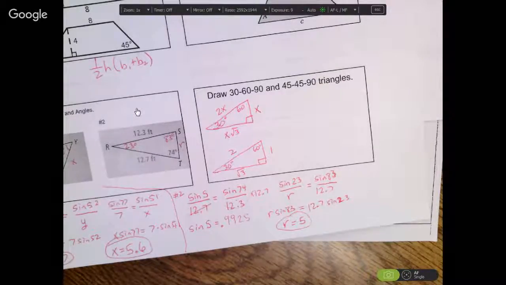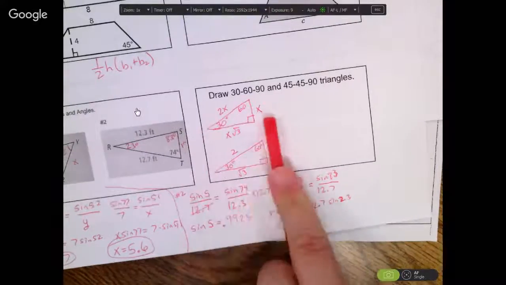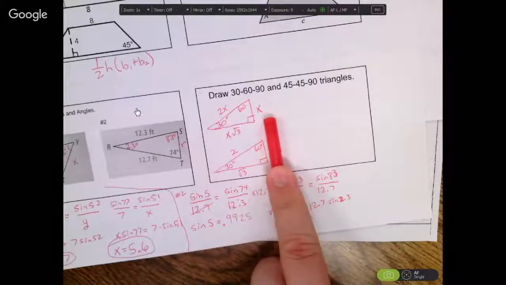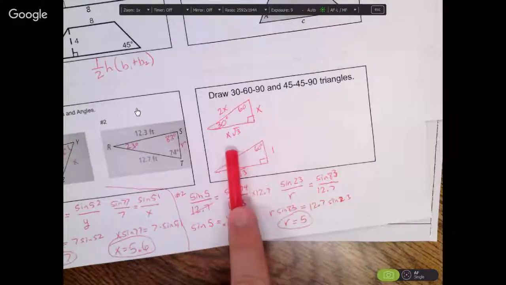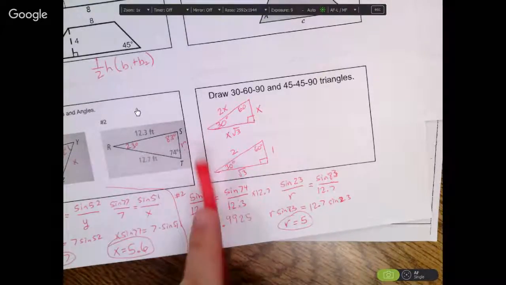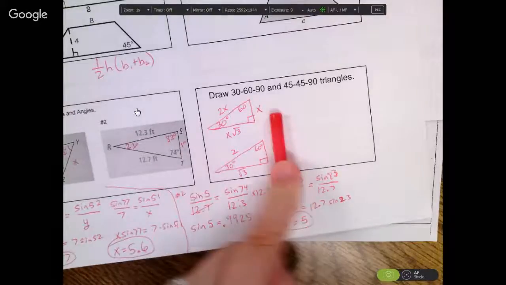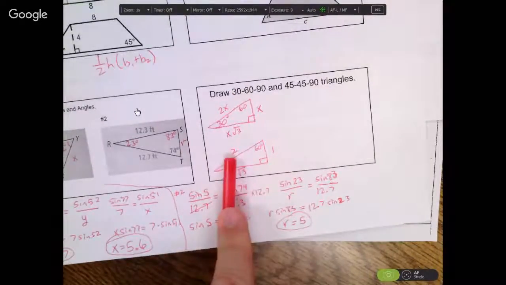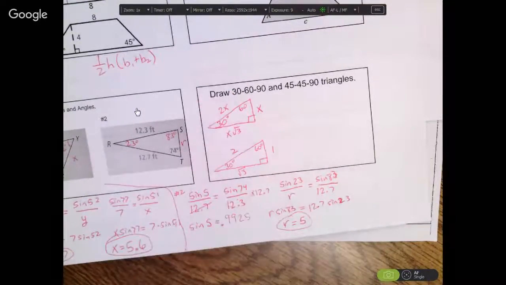So you have to know that across from the 30 is the generic x. Across from the 60 is x square root of 3. So Mark said, I drew the triangle backwards. I don't care as long as across from the 30 is x, across from the 60 is x square root of 3, and across from the 90 degrees is 2x. It doesn't matter how you draw it, it's really about what's across from it. Does that answer your question?